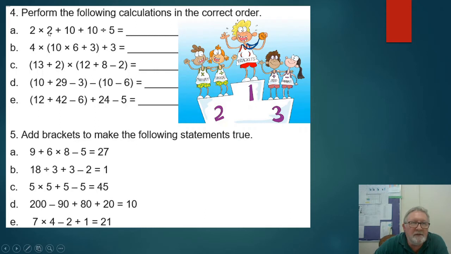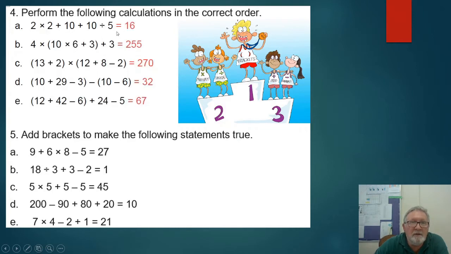So let's look at this first exercise. You've got a multiplication and a division. Now, of course, they need to be done before the additions, left to right. 2 2s are 4. 10 divided by 2 is 5. 10 divided by 5 is 2. So 4, add 10, add 2 should give you an answer of 16.